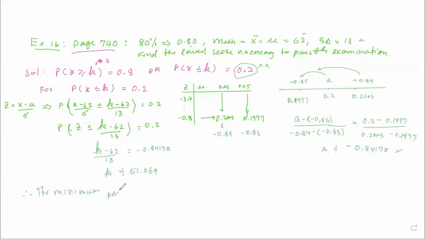Passing mark. Is it equal to 51 approximate? 51.059. That's the final answer.